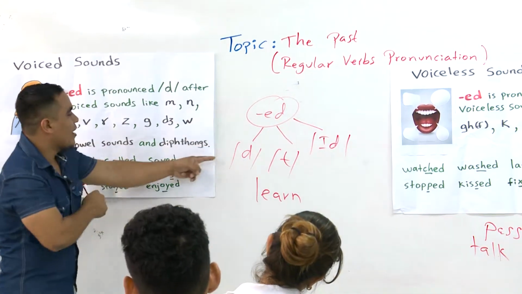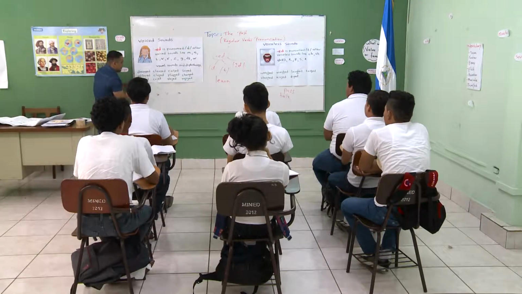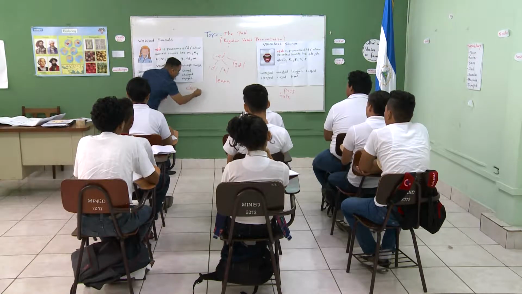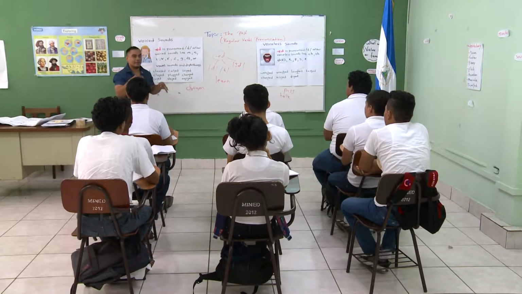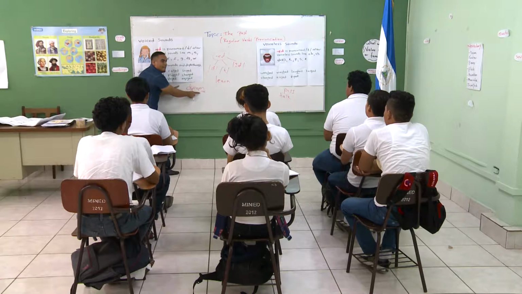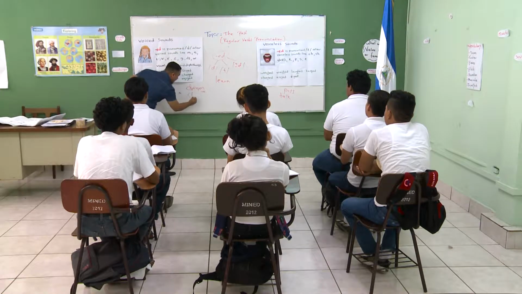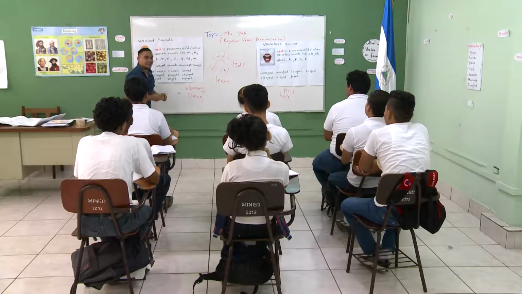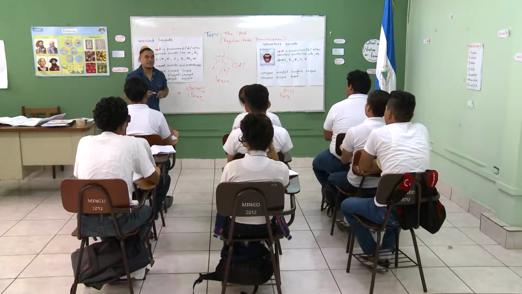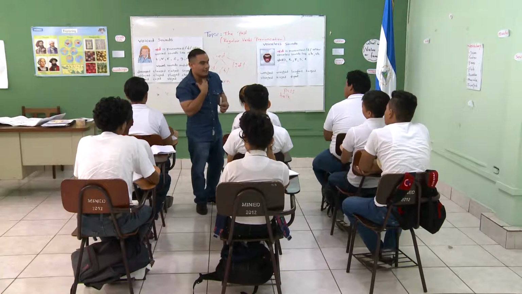So when do we pronounce like D? When you have all these sounds. For example, in my normal verb, in my base form, the last sound is M. Here, when I say clean, the last sound is N. So there should be vibration in your throat.